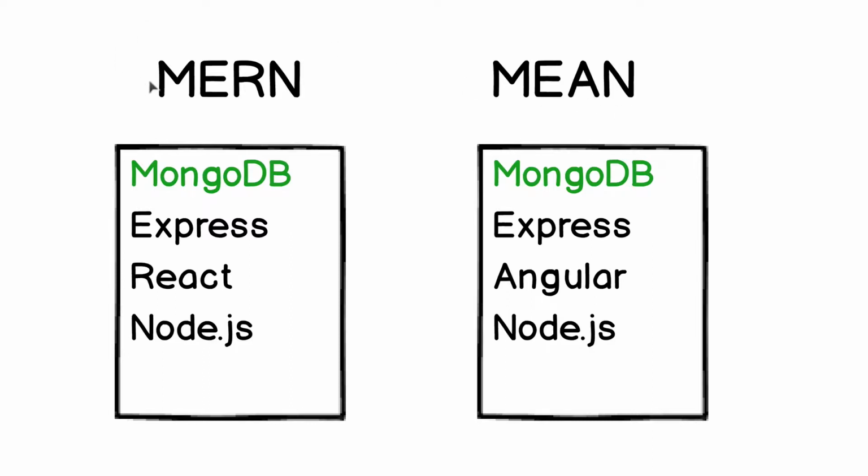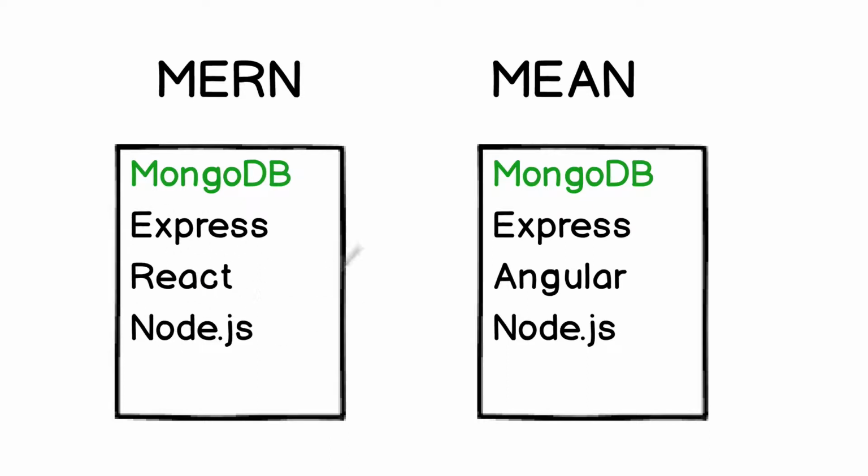Those stacks combine different technologies. For example, in MERN, M stands for MongoDB, E for Express, R for React, and N for Node.js. Node.js is a JavaScript server technology. React is a front-end framework. Express is a web server for Node.js. And MongoDB is the database. In the MEAN stack, the Angular front-end framework is used instead of React. MEAN is older than MERN because React has become popular in the last years.